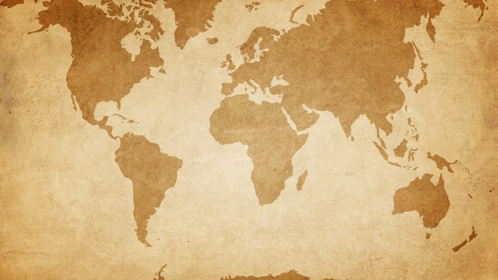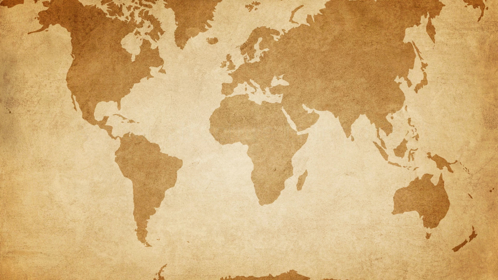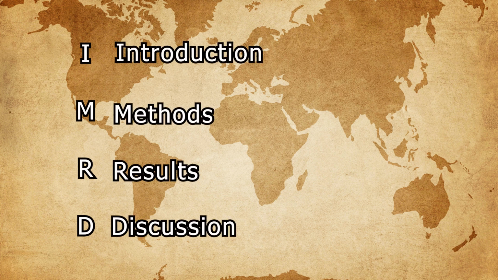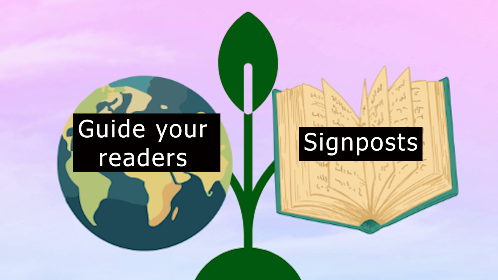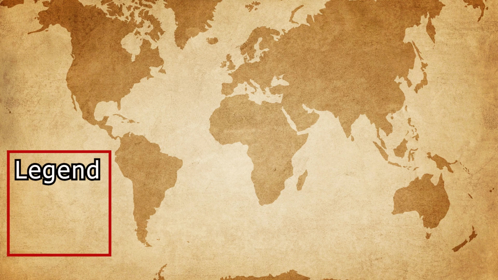Think of your writing like a good map. It needs a clear structure so your reader does not get lost. The most common structure is IMRD, which means Introduction, Methods, Results, and Discussion. To guide your reader, use signpost language. These are phrases that act like a map's legend, explaining what each part does.